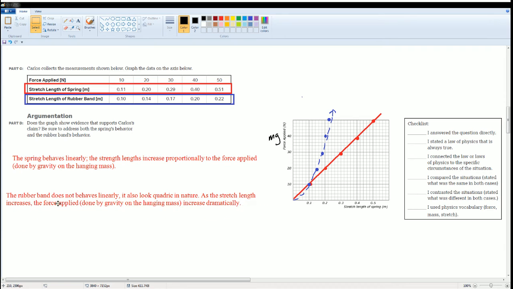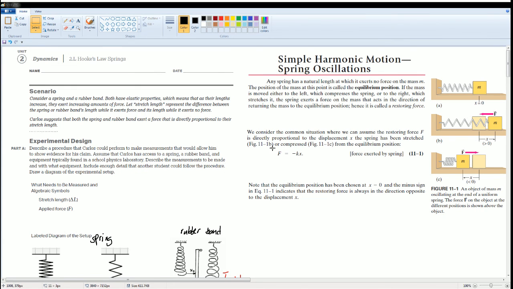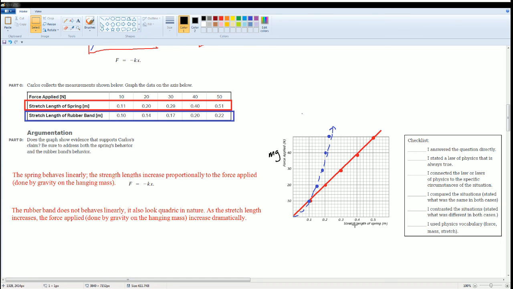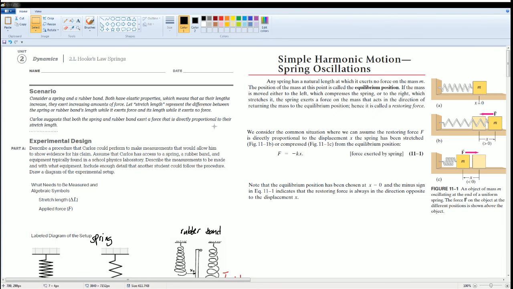For the rubber band, we would say the rubber band does not behave linearly. It looks quadratic in nature because it's going up rapidly. As the stretch length increases, the force applied, done by gravity, increases dramatically. This should make sense if we look at the equation for Hooke's law. For a spring, we see that the force is directly proportional to the displacement. So the spring should behave like Hooke's law, exactly like that. This experiment design proves Hooke's law in relationship to being linear. There you go. Those are all your solutions for 2.L.